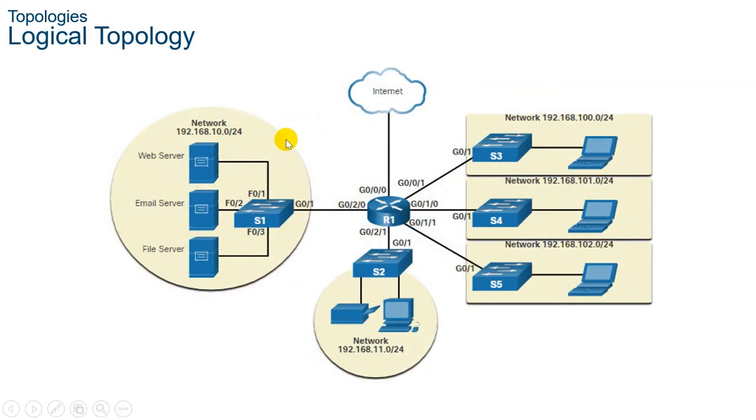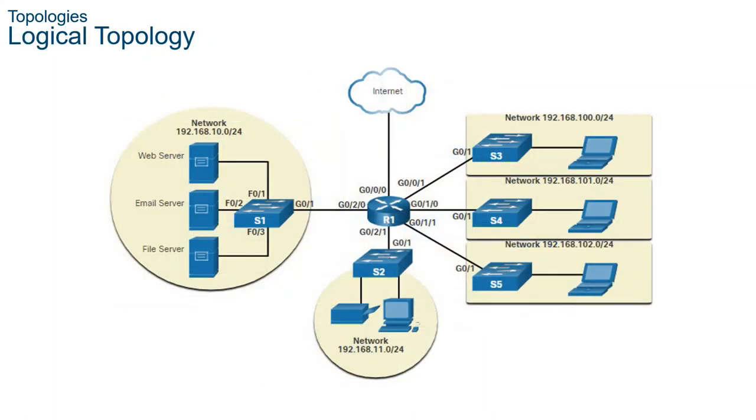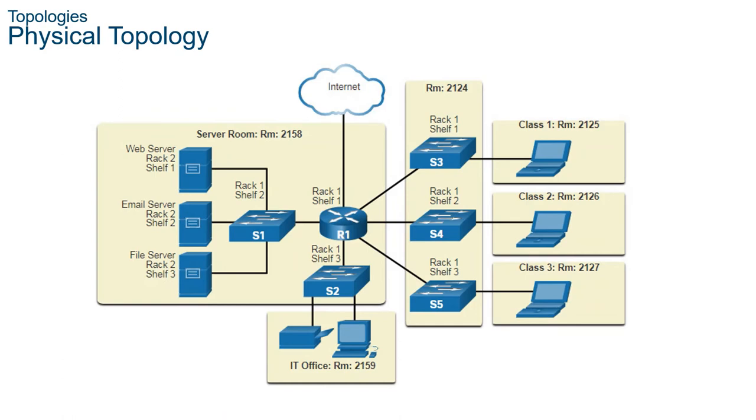Now for logical topology, the same network shows the same devices as presented earlier, but we don't care about the location. Since this is logical topology, we want to show the IP addresses, the role, and the ports or interfaces used by the devices. If you observe, there are no room indicators here. Rooms are represented by a network address now, so you've got network 192.168.10.0 on this area. Going back to the previous slide, that is the server room. The server room at 2158, in logical topology, is just represented by a network address, and the same with the rest of the rooms. So that's the difference between the physical topology and the logical topology.